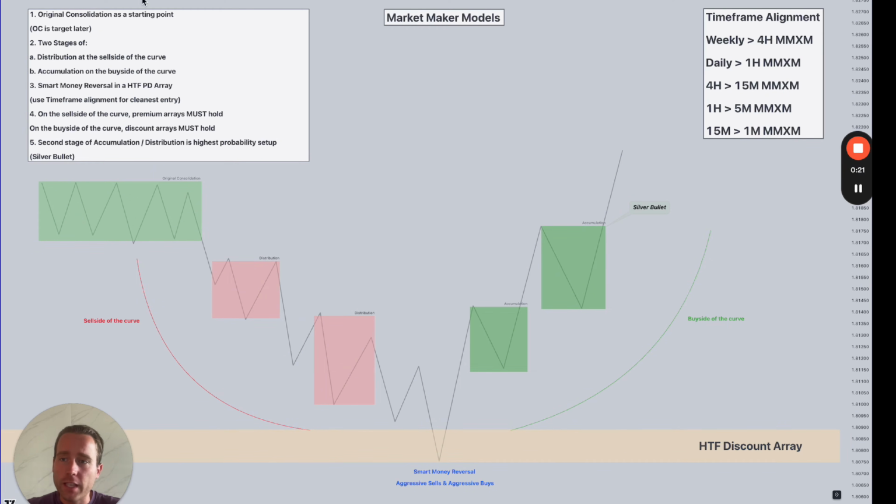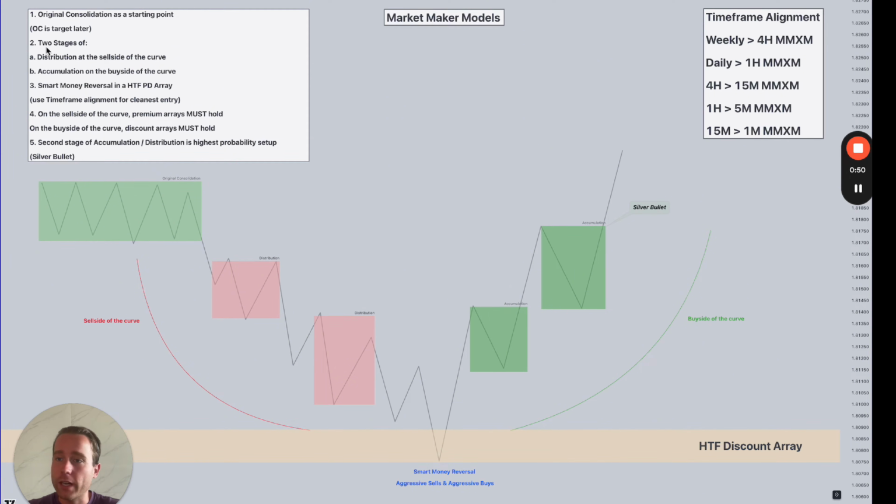The first step, at the top, is that you need to have an original consolidation as your starting point. An original consolidation is when the market doesn't do anything. It's just going up and down in a small range. And you know the IPDA market cycle: after a consolidation, you always have an expansion. You cannot go from a consolidation to reversals. It's always consolidation, expansion first.